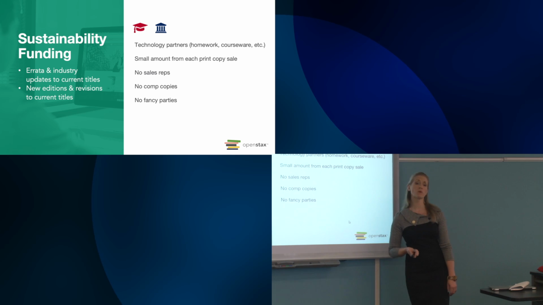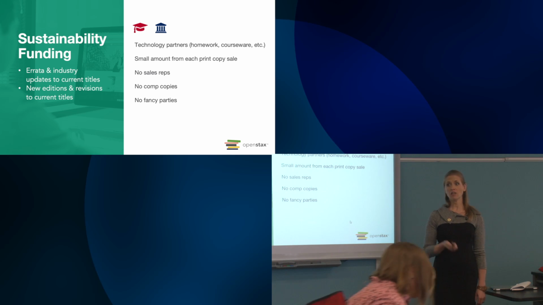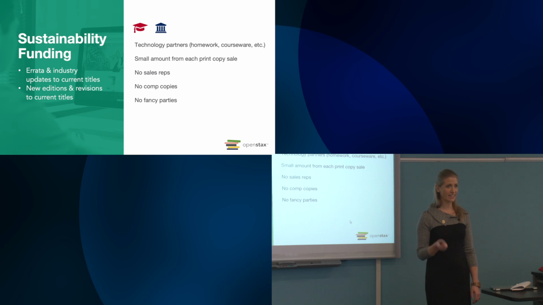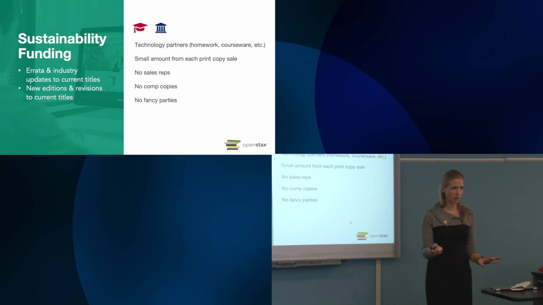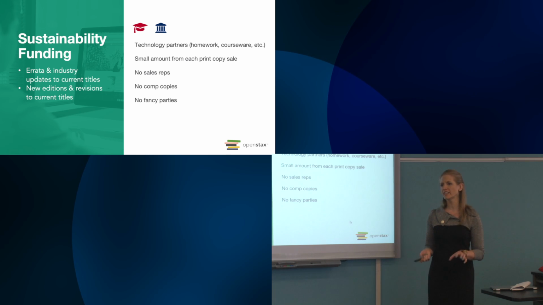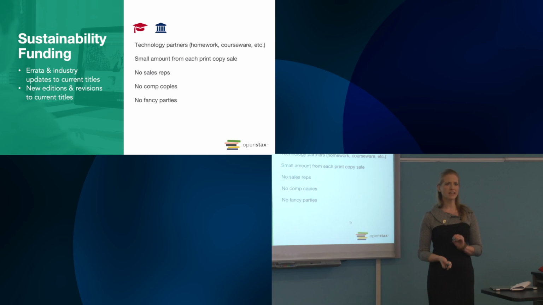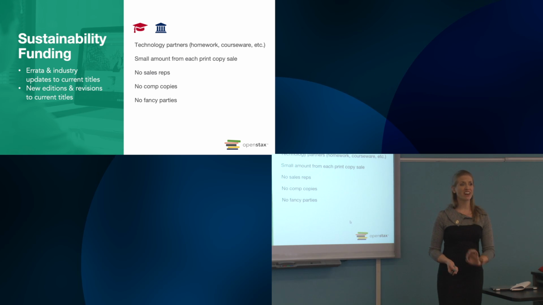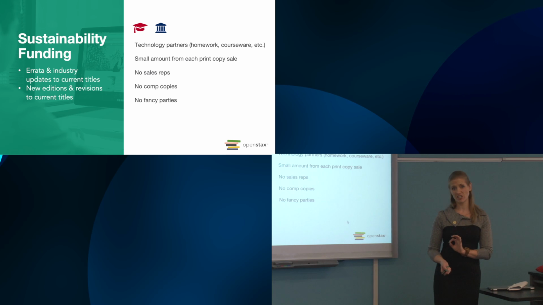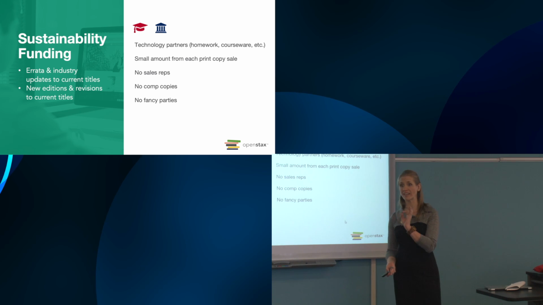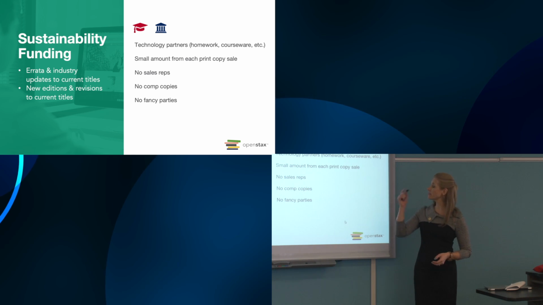So the good news is we're what's called a sustainable nonprofit, which means that we make enough money to cover our costs. So if all of our grant funding went away tomorrow, the only thing that would change is that you would not see us publish new textbooks, but we would still be able to revise and even do full editions of the textbooks we already have. So how do we do that?